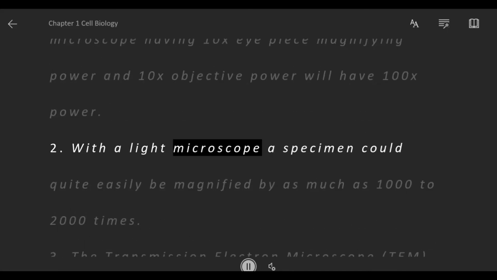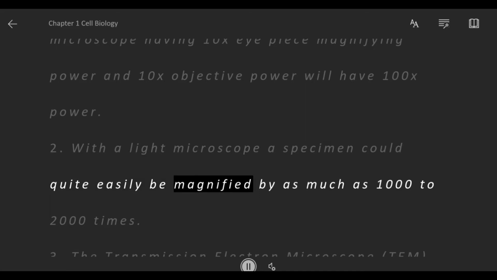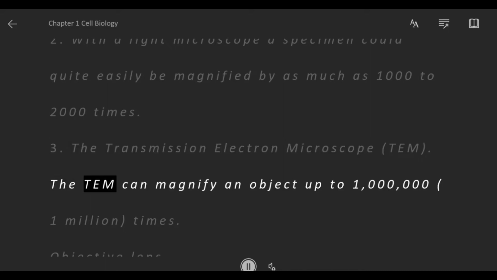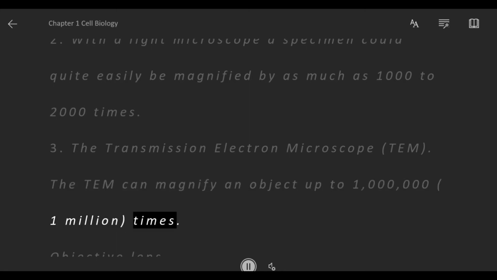2. With a light microscope, a specimen could quite easily be magnified by as much as 1,000 to 2,000 times. 3. The transmission electron microscope, TEM. The TEM can magnify an object up to 1 million times.